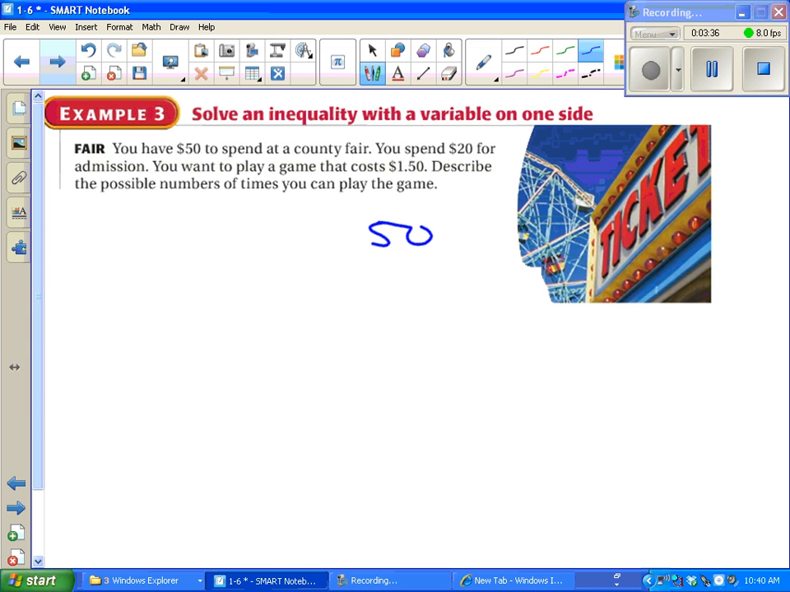Whatever we do has to be less than or equal to $50. We'd set that up like this. So we know we're paying $20 to get in. That limits how many games we could play. And we also need a variable for number of games. So maybe we call that x, number of games played. We know those games cost $1.50 each. So we say $1.50 times number of games played.